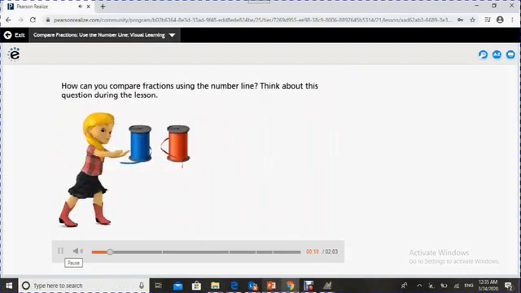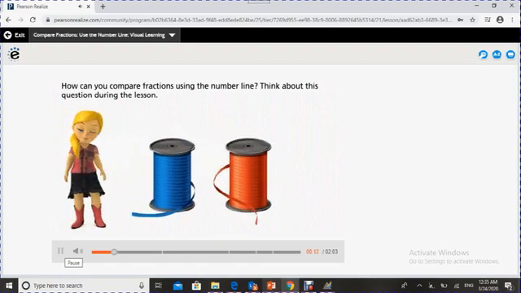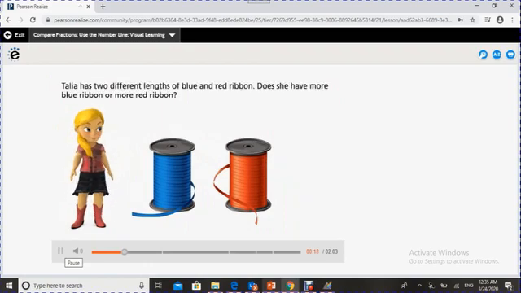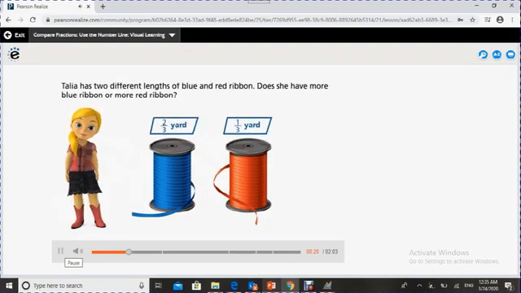How can you compare fractions using the number line? Think about this question during the lesson. Talia has two different lengths of blue and red ribbon. Does she have more blue ribbon or more red ribbon? Look at the numerators and the denominators of each fraction.